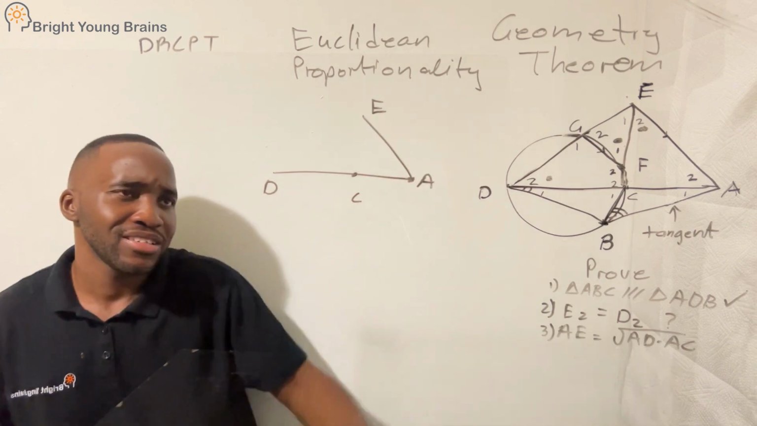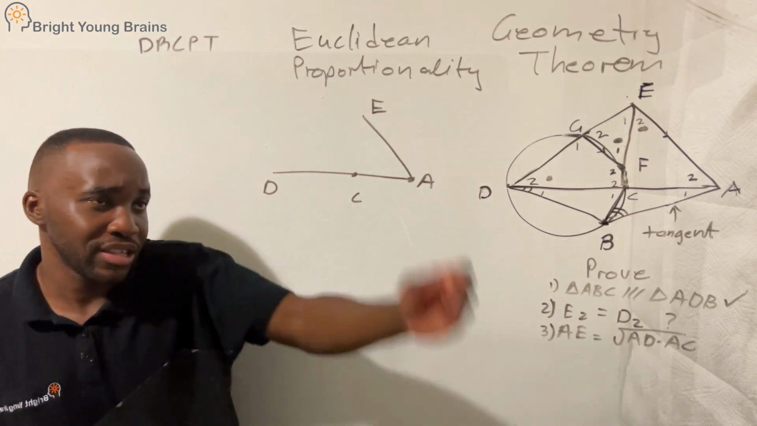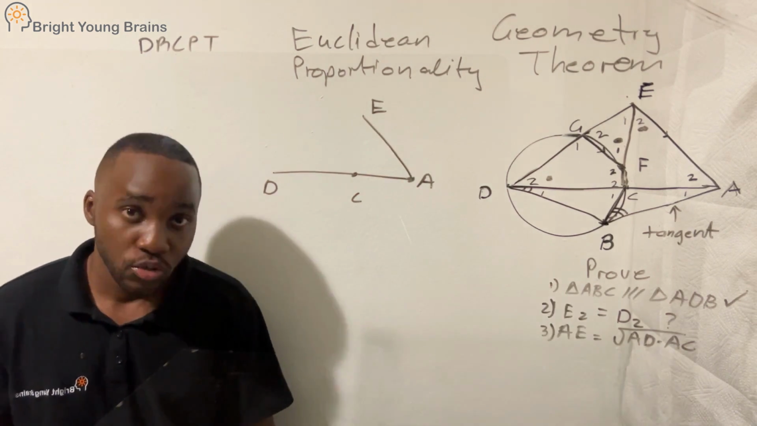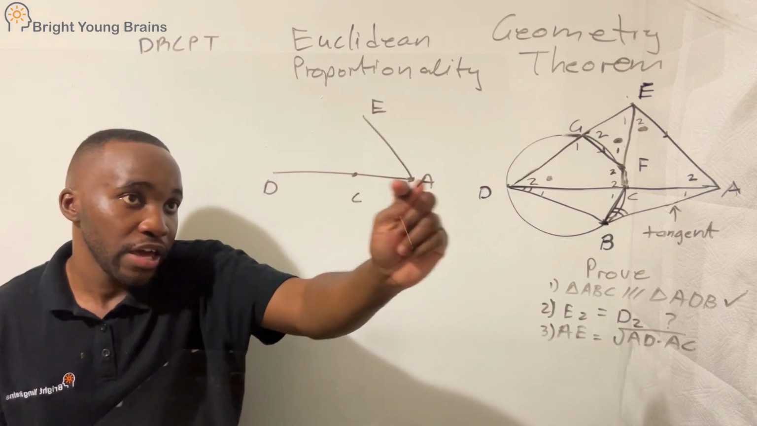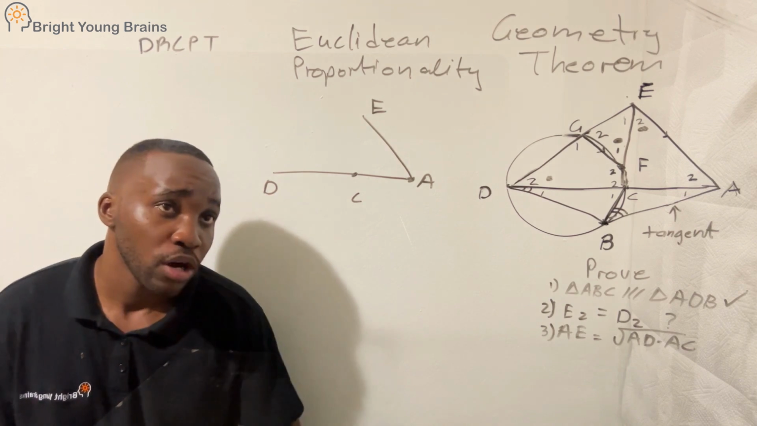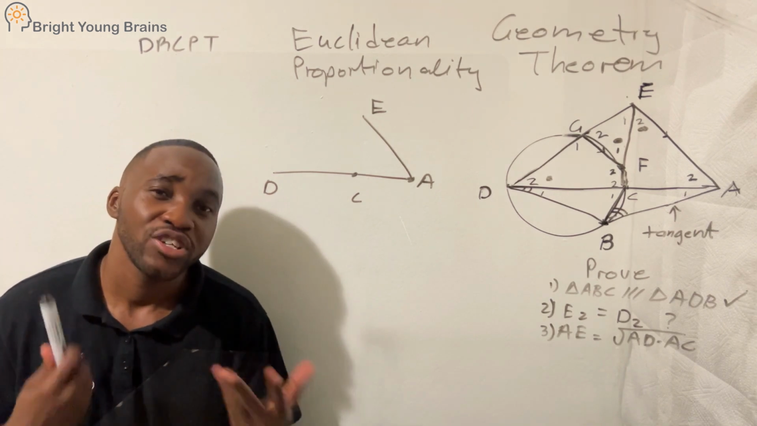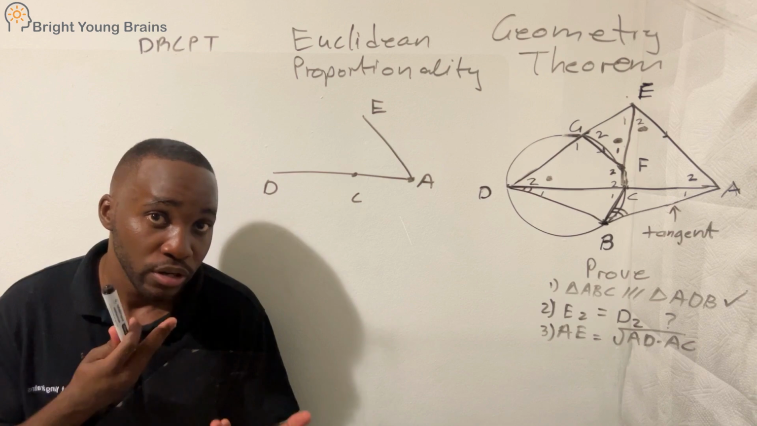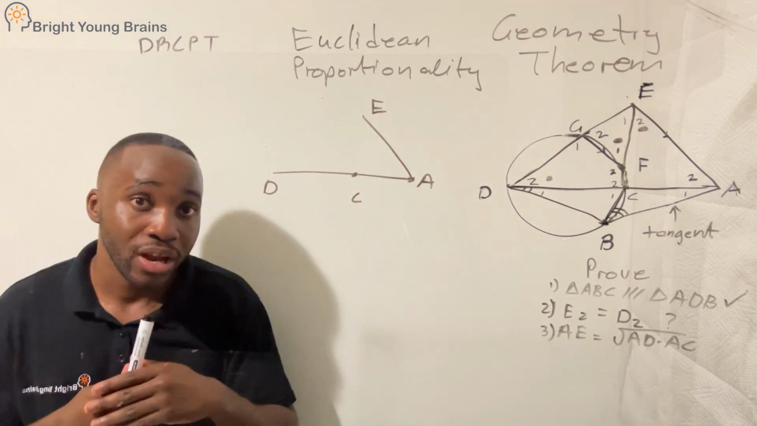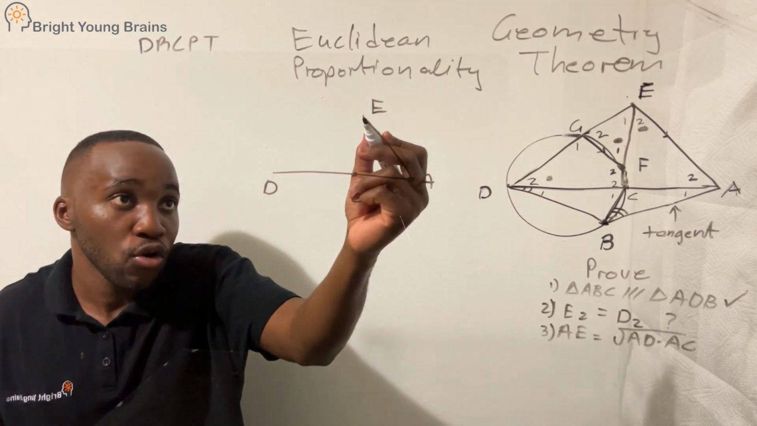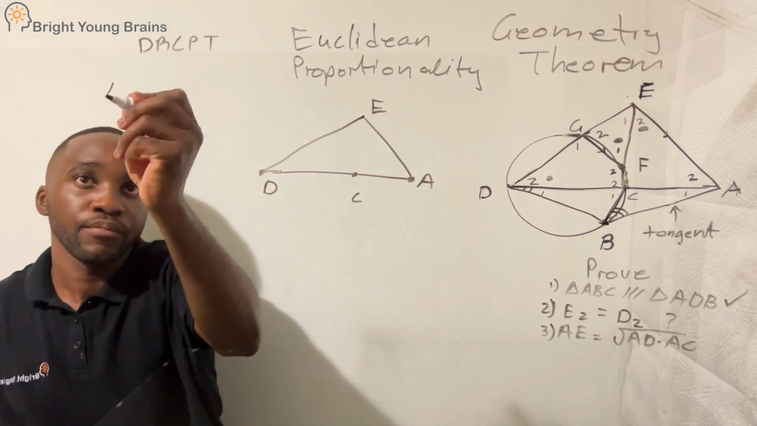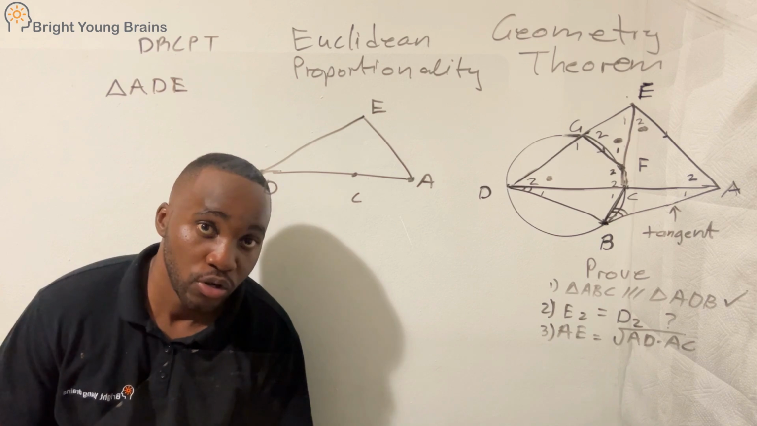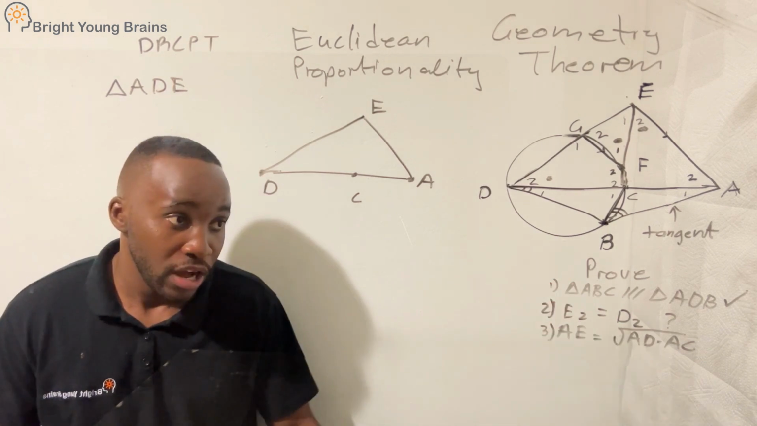Now, looking at the three lines that they spoke of, this is what you want to do for yourself. Firstly, AE and AD are two lines that they spoke about. You want to think to yourself which triangle can be formed just by looking at those two lines. And the triangle that can be formed is this one, triangle ADE. That's the first triangle you have spotted from the lines they're talking about.